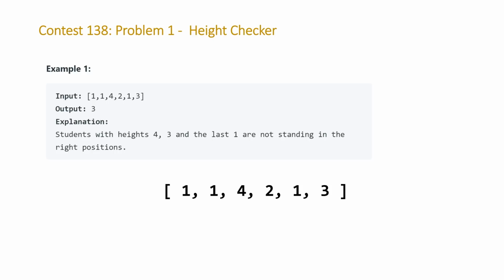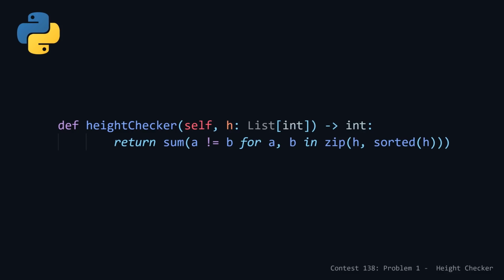Here's our original list of heights, and then we sort it, and then we just check, are the values equal to each other at each index? And three of them are not, which are the three students that are in the wrong position, which is why the answer here is 3. So pretty straightforward problem. This problem is going to mostly focus on the different ways to solve it in different languages. So we're going to start off with Python.